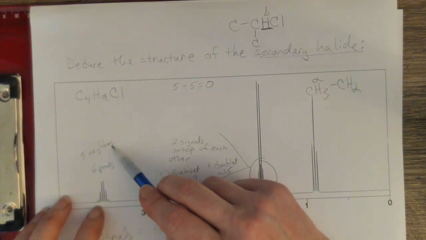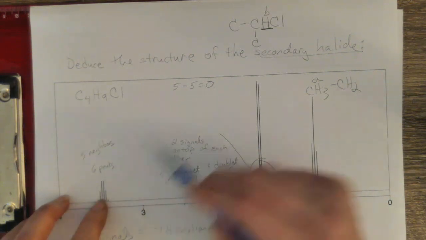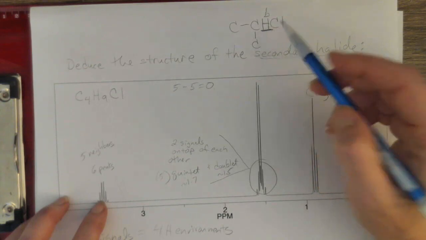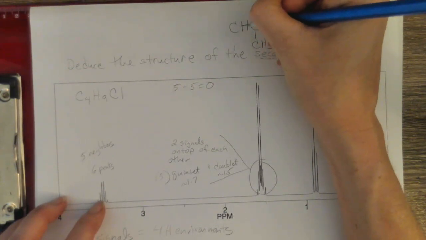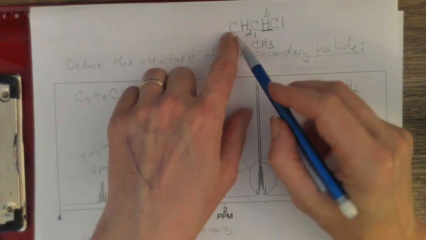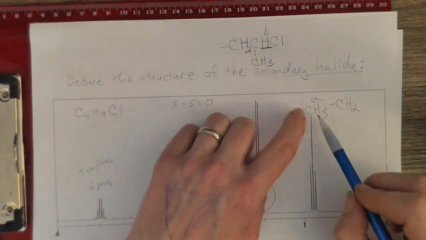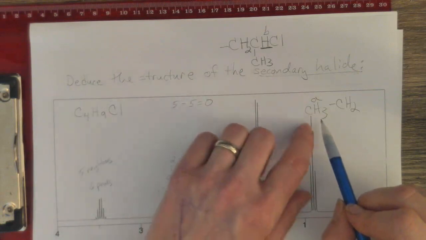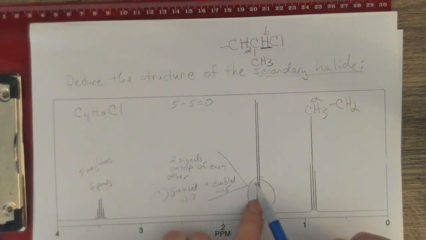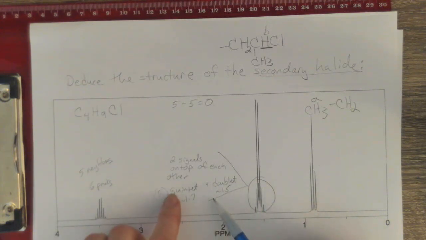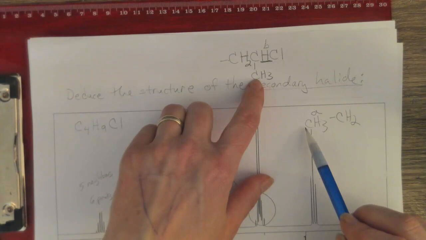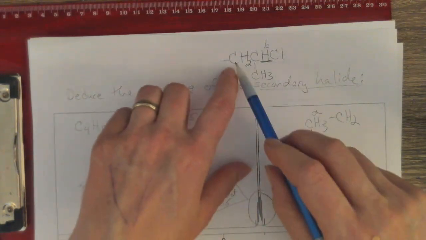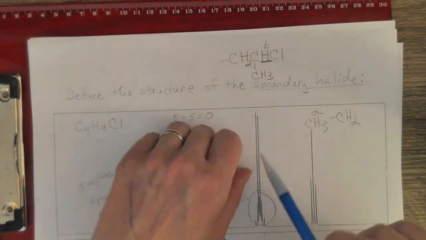Okay, how do we get 5 neighbors? Well, one way we could get five neighbors is to have the CH attached to a CH3 and a CH2. So I'm still not sure what's out here yet, but notice that I've got pieces here. So we've got two signals in here. One of them is a doublet and one of them is a quintet. So notice that with the pieces I have so far, a CH3 attached to a CH2, I don't have that anywhere here. I have a CH3 attached to a CH.